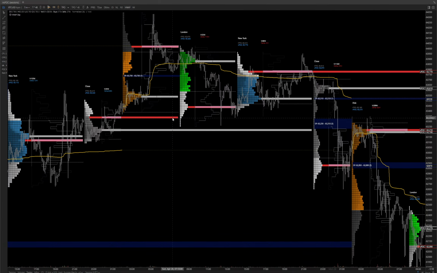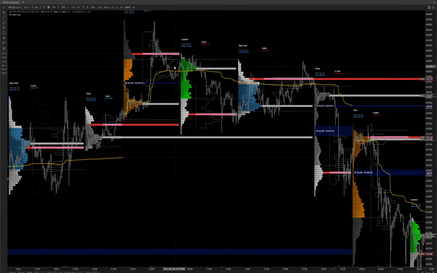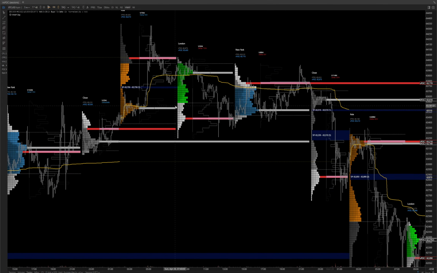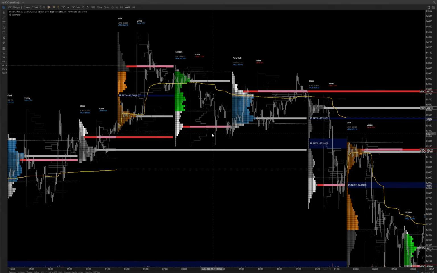For example, here you can see this was untapped after the next session. We come in there, bounce. This was untapped also just right after the close. We go and touch this naked volume point of control, come back down, you can see here. Then this time point of control, this volume point of control, we do not bounce from the time point of control, we bounce from the volume point of control.